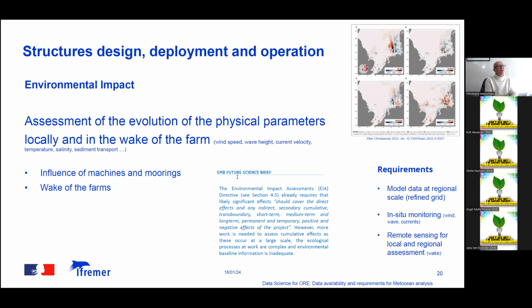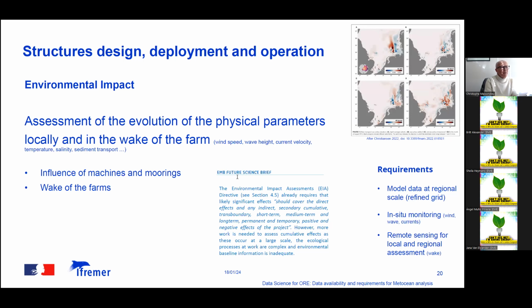When we look at the aspect of the environmental impact, here I'm not talking about the impact on fish, on the halieutic and benthic life. I'm mostly addressing the physical parameters, that is wind speed, wave height, current velocity, but also temperature, salinity, or sediment transport. Because any variation of these parameters may affect afterwards the fish and different species in the water.